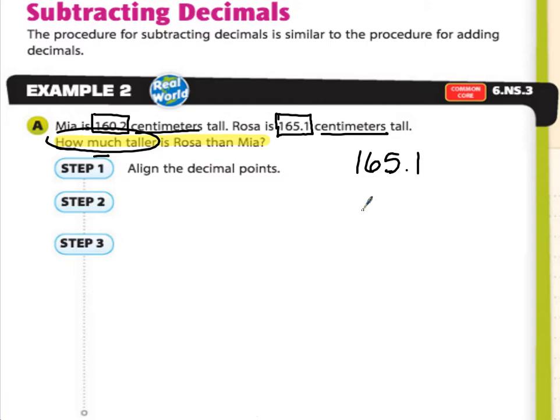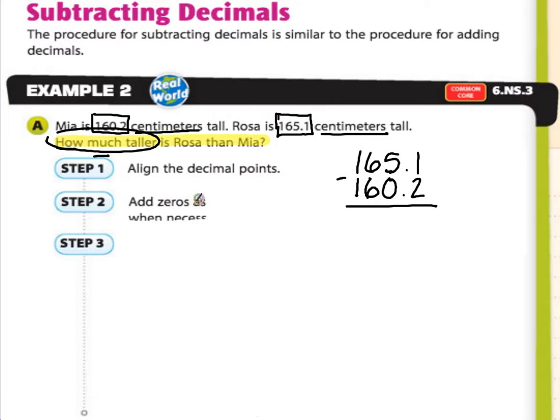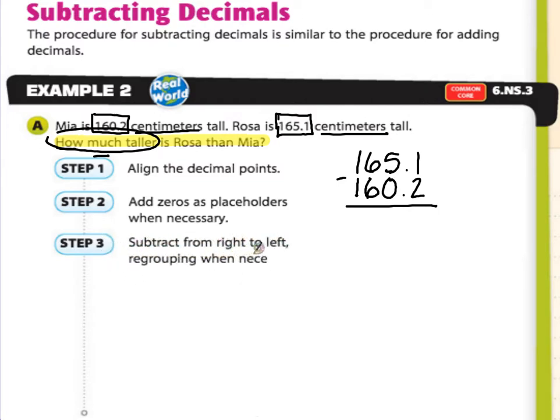And then now I have Mia, who is 160, so 1 is in the 100ths, 6 is in the 10s, so I have to line it up with the 6 that's in the 10s. 0 is in the 1s, and then 2 is in the 10s. Okay? Then my next step, add zeros as placeholders where necessary. In this case, we don't have to add any. And then I would subtract from right to left and regroup when necessary.